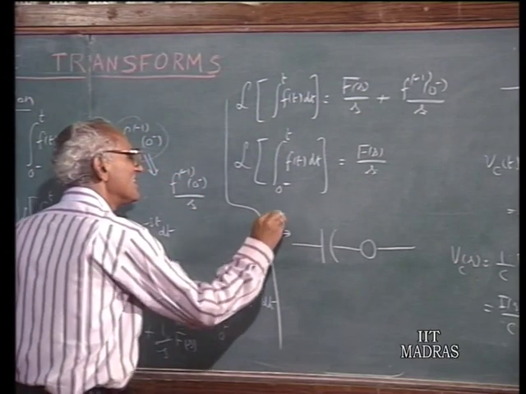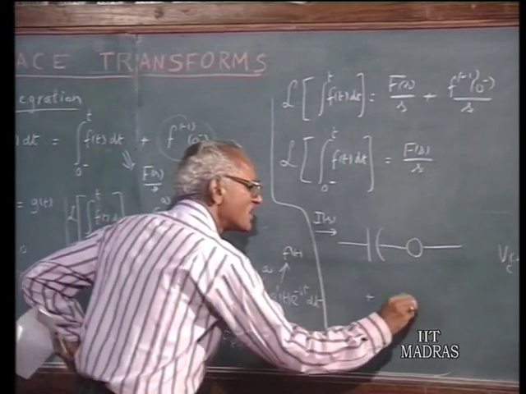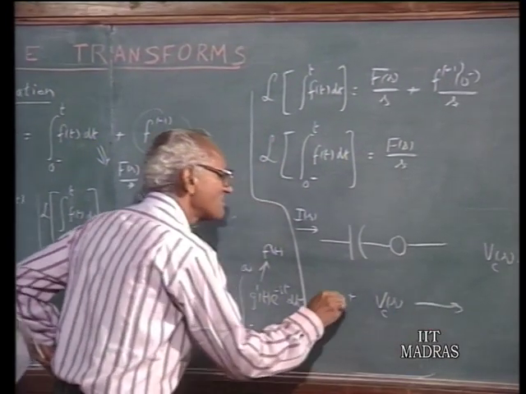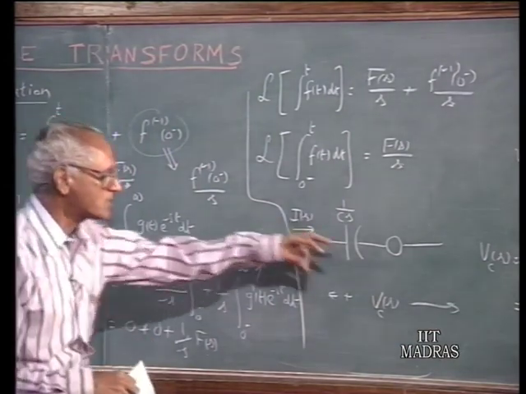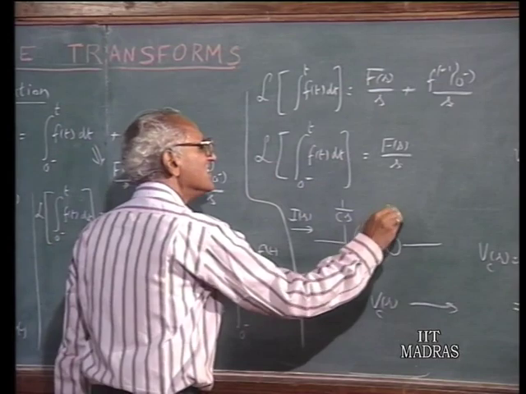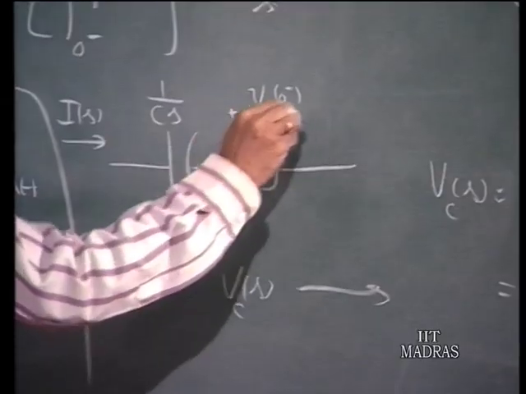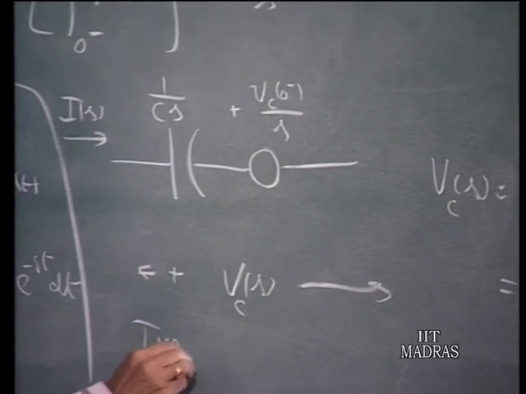So, this equation can be represented nicely in this fashion. This is the Laplace transform of the current, this is the Laplace transform of the voltage across the capacitor, and this is the generalized impedance 1 over Cs. The current passing through 1 over Cs will create this voltage drop. In addition, I have the initial value of the capacitor voltage divided by s, a voltage source. So, this is then the transform diagram of a capacitor.